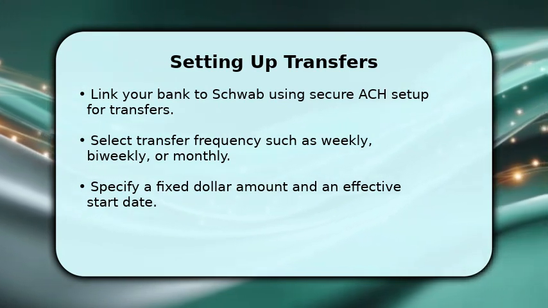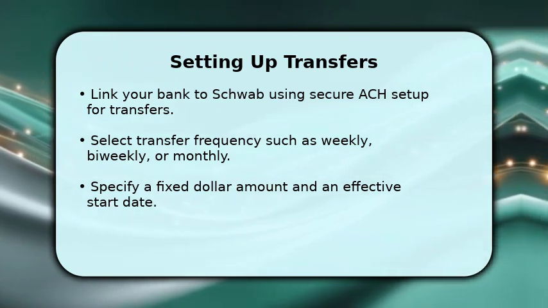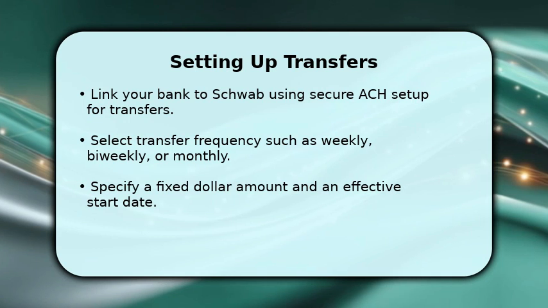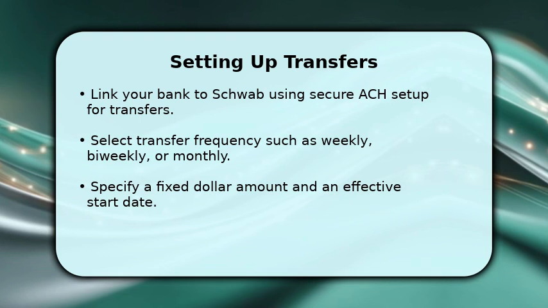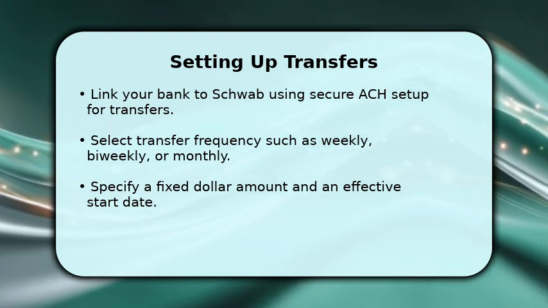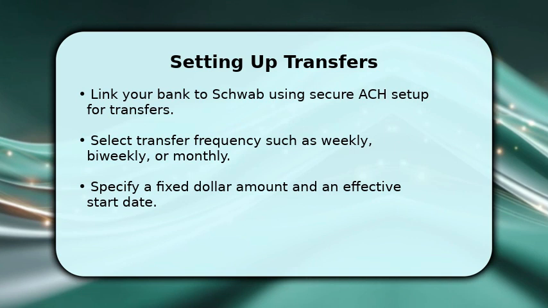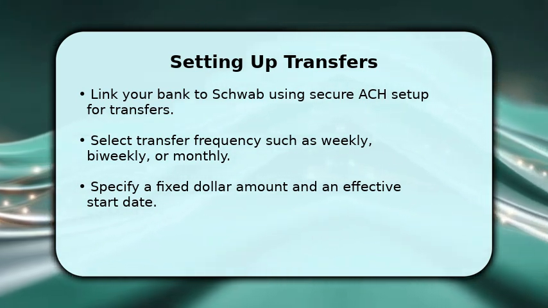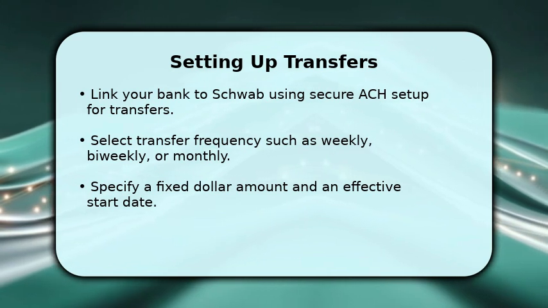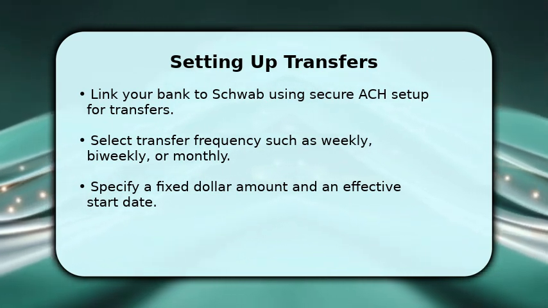Use the linked bank account and authorize ACH transfers, then choose a cadence that matches your paycheck rhythm. Enter the exact dollar amount you want moved each cycle and pick a start date that gives your bank time to process. Double-check transfer limits and any funding hold timelines before confirming so contributions happen smoothly and predictably.